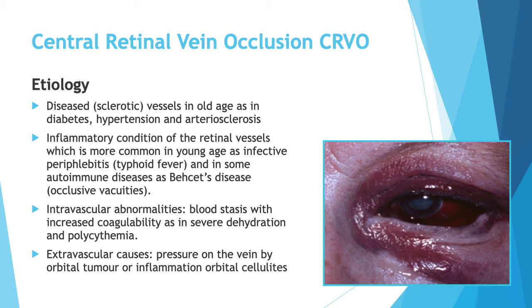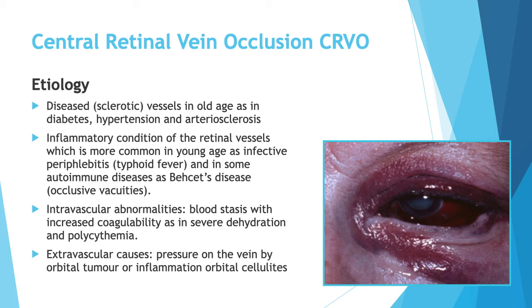Also, the etiology is almost the same as the artery except the embolism. We cannot have embolism in the vein, but we can have diseased or sclerotic vessels as in old age, diabetes, hypertension, and arteriosclerosis. It could be inflammatory occlusion of the vein, an inflammatory condition affecting the retinal vessels not only in the eye, but it can be also in systemic vessels.